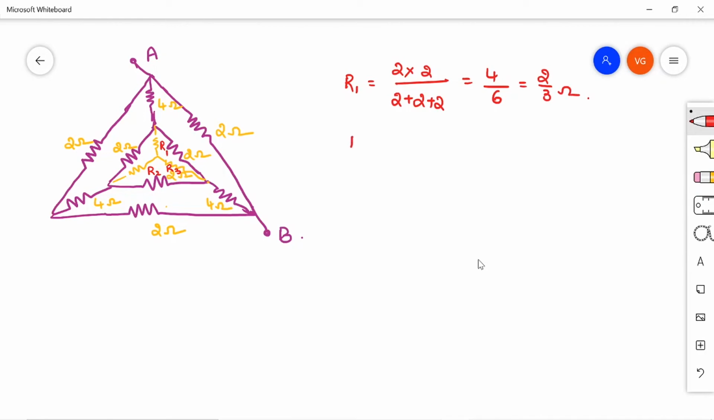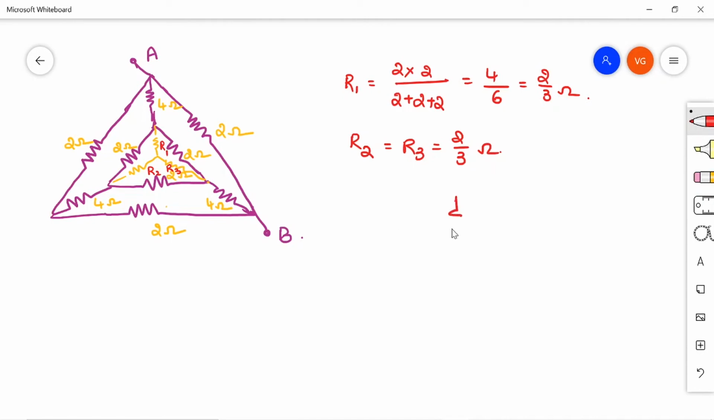Then similarly, as all the resistances are 2 ohms only, again R2 and R3 is also equal to 2 by 3 ohm. So if you replace this inner delta with the star, now the circuit looks like this.